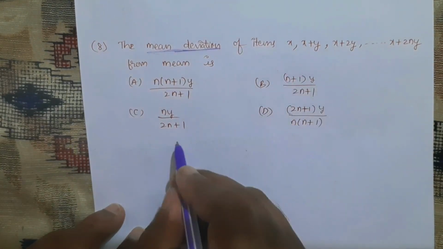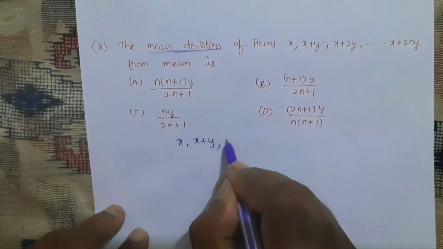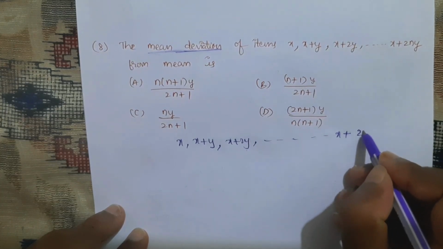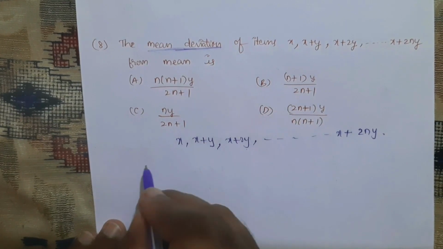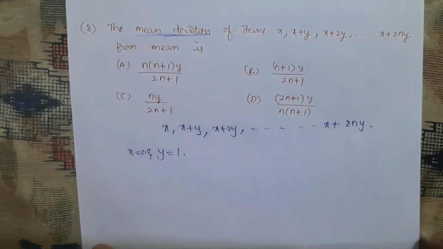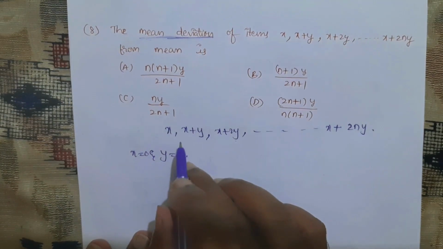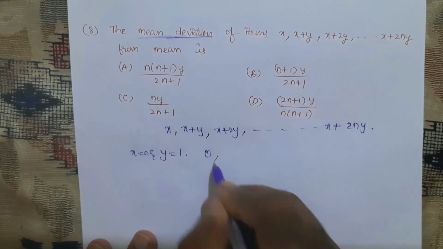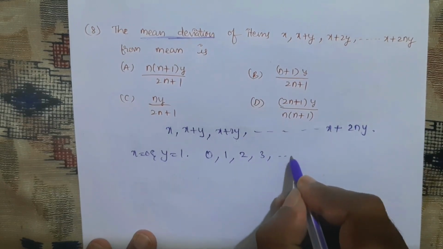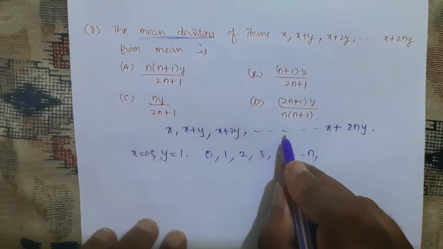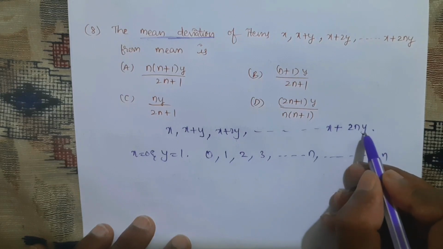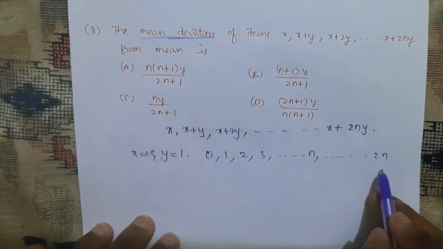First of all, these are the items: x, x plus y, x plus 2y, and so on up to x plus 2ny. So here I will consider x equal to 0 and y equal to 1. Remember, I am considering x equal to 0 and y equal to 1. Then these items will become 0. Okay, 0 plus 1 is 1. Next 0 plus 2 is 2 and this is 3. Okay, so on to n. In the middle it will become n, and again so on it will become 2n. Why? Because 0 plus 2n into 1 is 2n. Okay, 0 to 2n it will become.